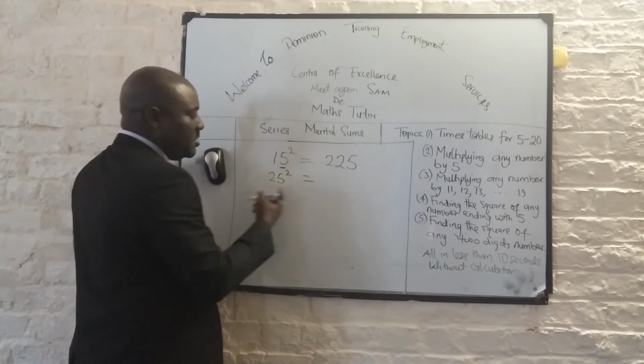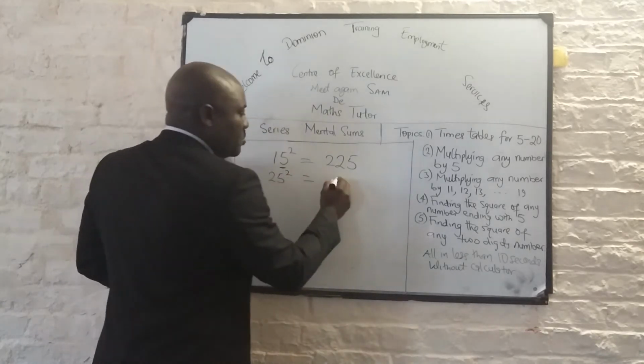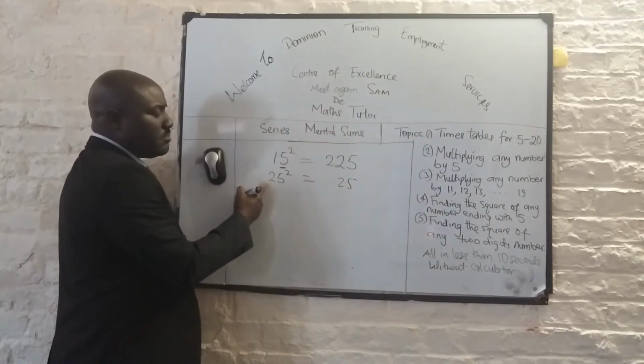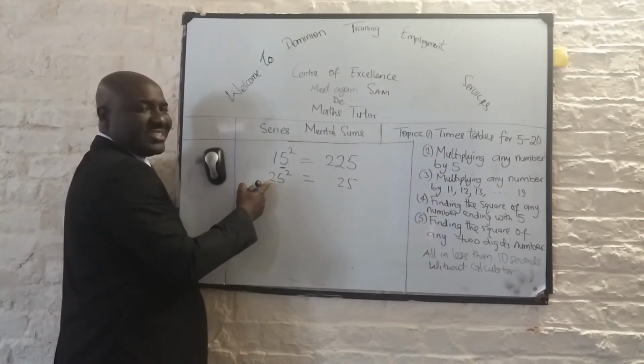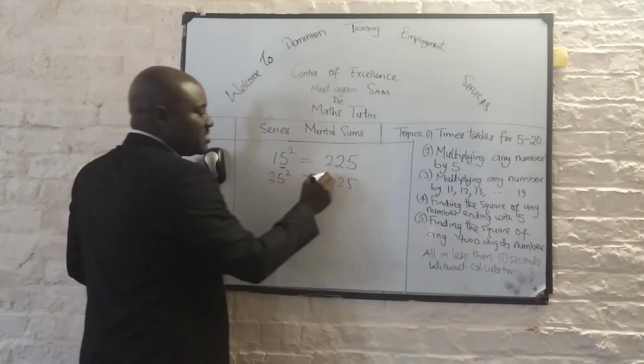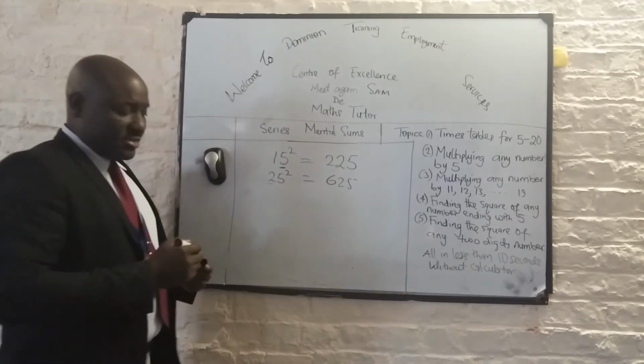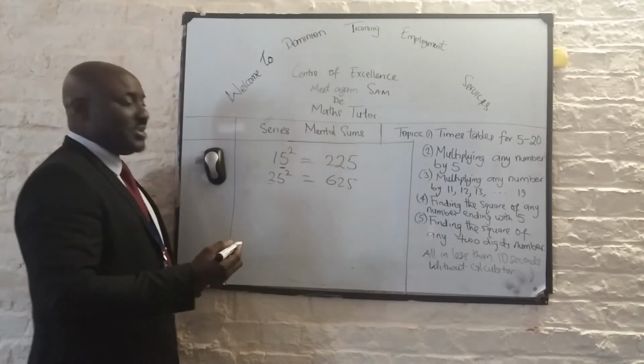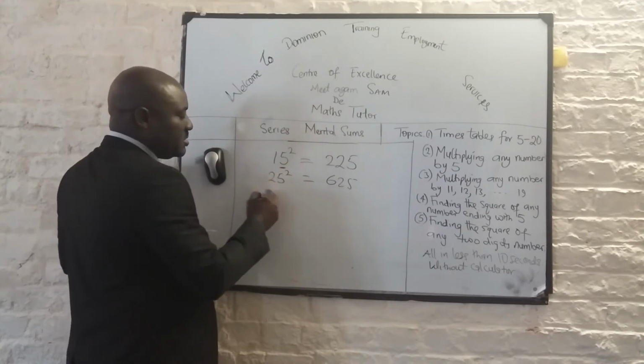Let's see, 25 squared. Square of 5 is 25. The next number that comes after 2 is 3. You say 2 times 3, 6. That is the answer to that. Isn't it amazing?